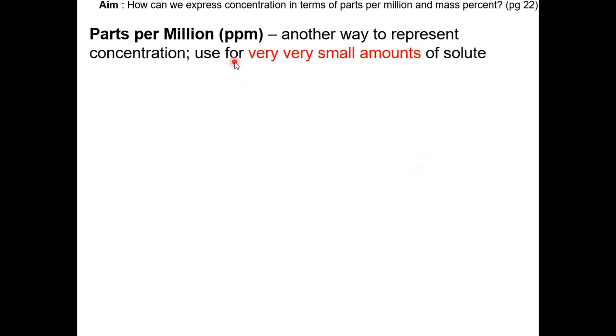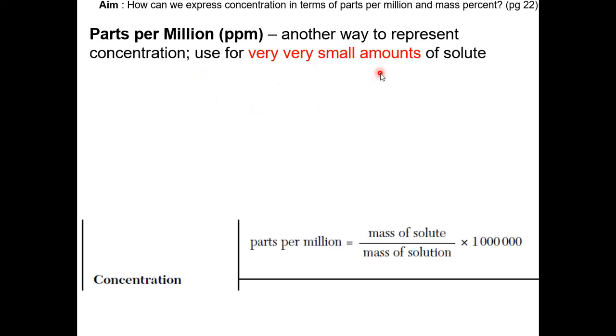Parts per million, or ppm, is another way to represent concentration. It is usually used for very small amounts of solute. The equation can be found on Table T on your reference table. Parts per million is equal to the mass of solute over the mass of solution times 1 million.